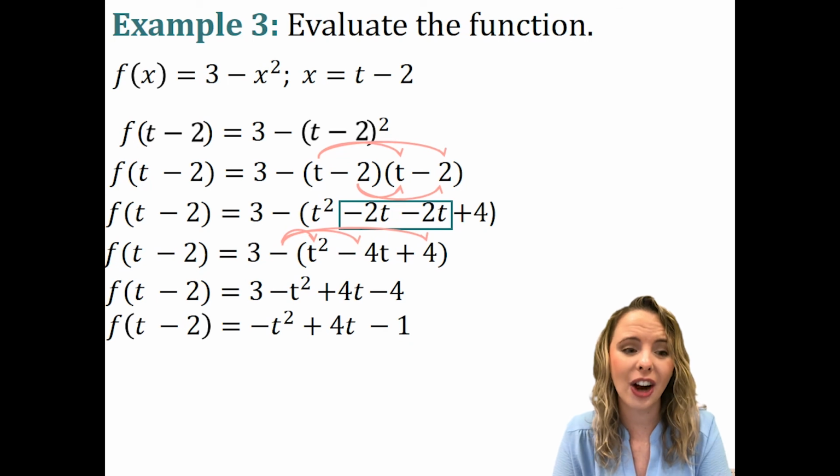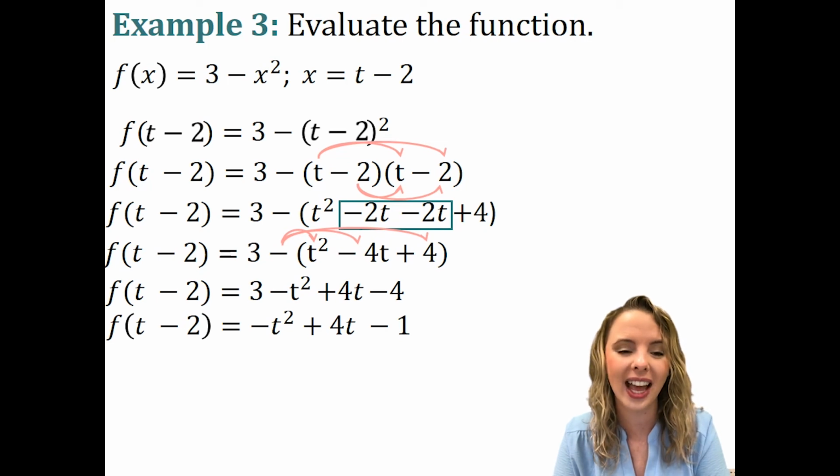So now we know that our function is f of t minus 2. When we evaluate f of x for t minus 2, it is going to simplify to -t squared plus 4t minus 1. So that concludes this video on evaluating functions.